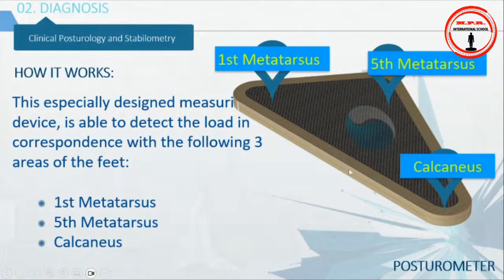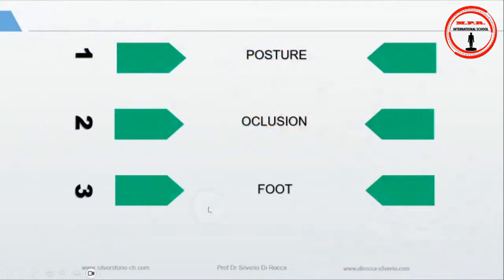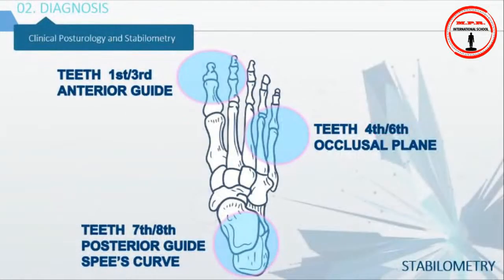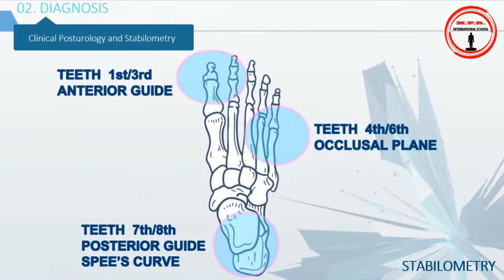This has 3 sensors, just a little information. 3 sensors in the areas of Kapanji, and we do 3 tests. We study the posture, the occlusion, and the feet. We can study what happens if the contact we have in the occlusion can create a problem in the foot. Each area of pre-contact affects the foot.